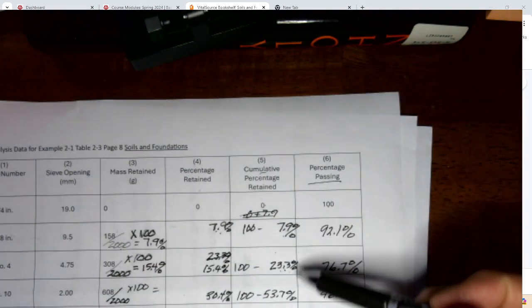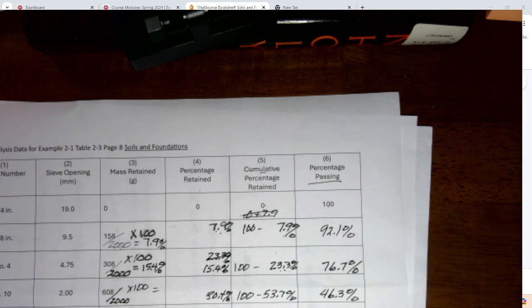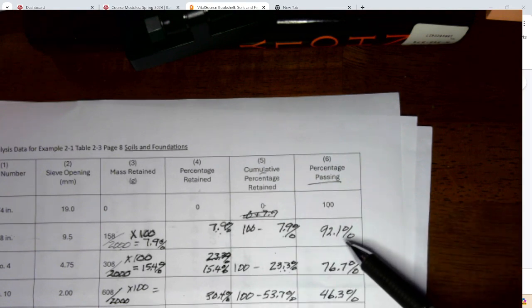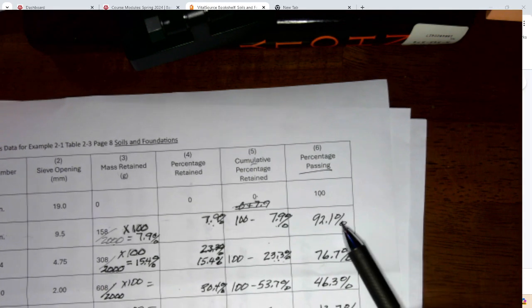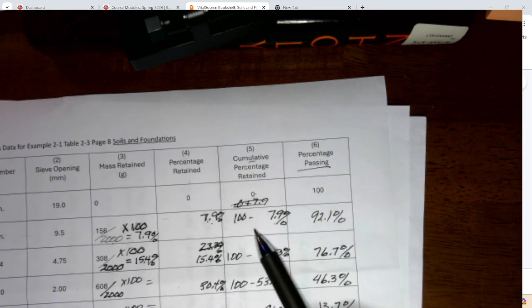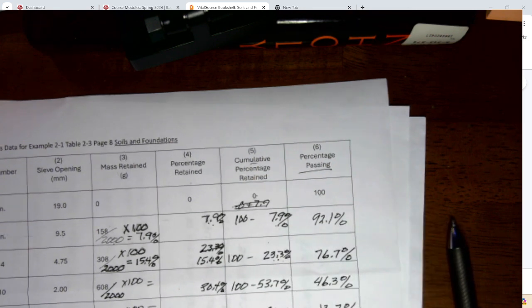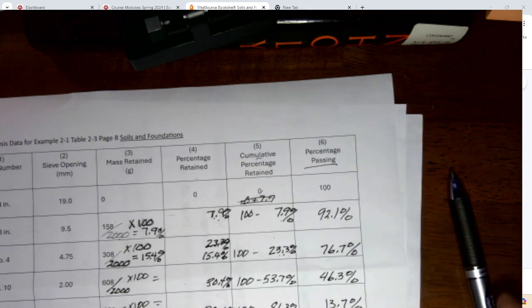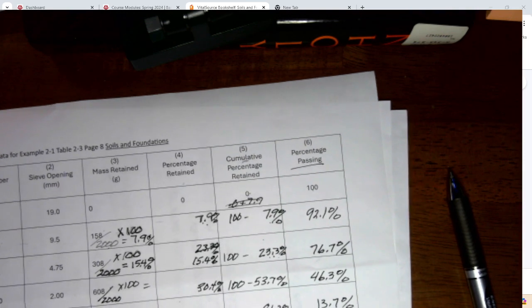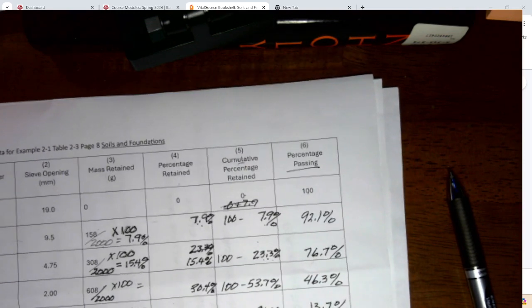This is for sure not going to add up to 100%. It's not supposed to because it's cumulative. Where did that come from? Oh, 100 minus 7.9 is 92.1%. This threw me off up here. So this is what that problem requires you to do. Now you have the percent passing.